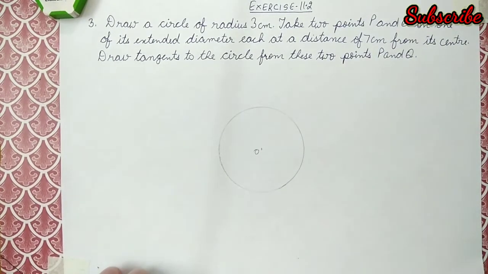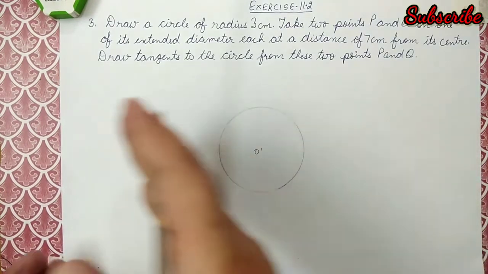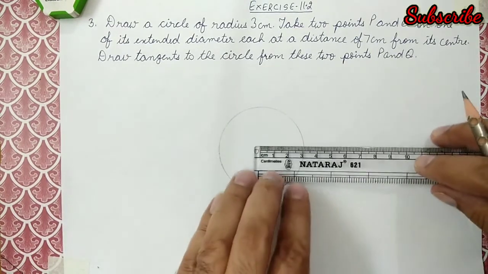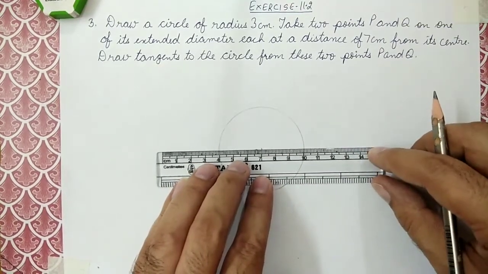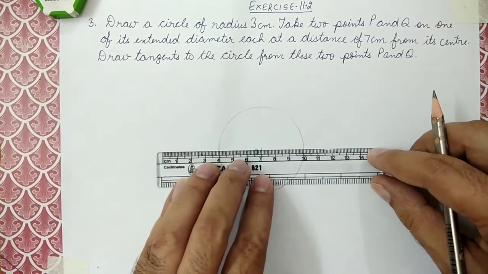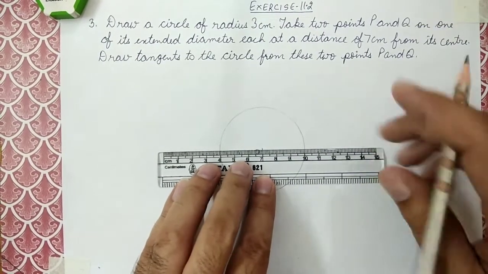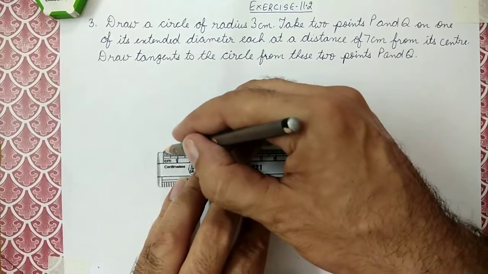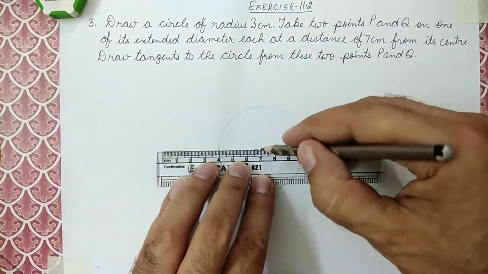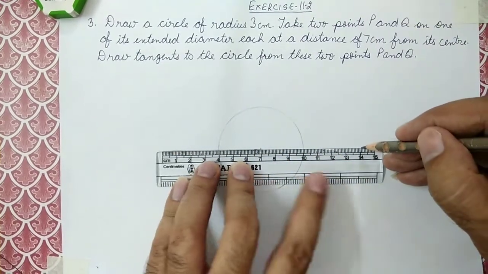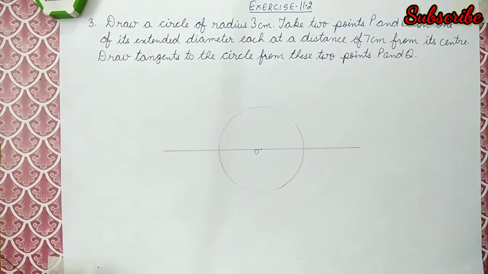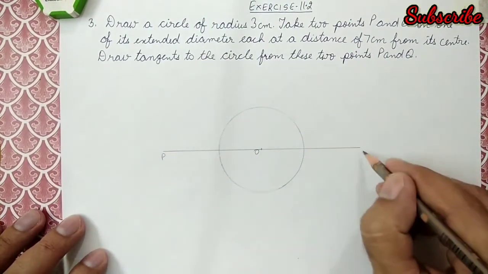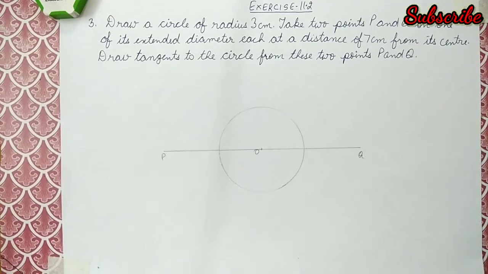Now what is the next thing they say? We have to take 2 points. You can take 2 points. I am taking one this side and one this side, 7 centimeter away from the center of the circle. So what I do, I just keep it here. So this is the center of the circle. Keeping it here, 7 centimeter this side and 7 centimeter on the other side. Right? So just mark them P and Q. Right? Now what we have to do, we have to draw tangents from this P and Q to the circle.